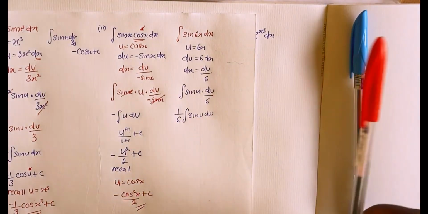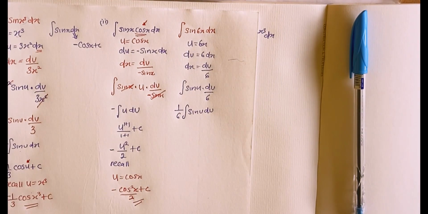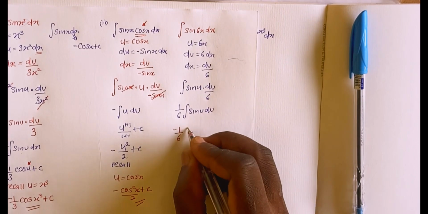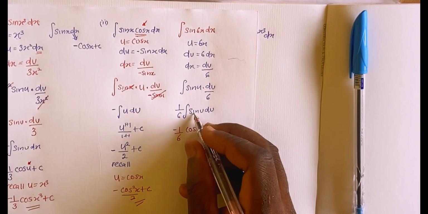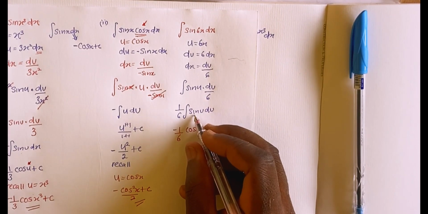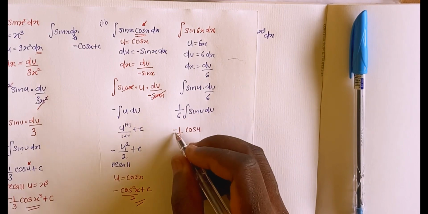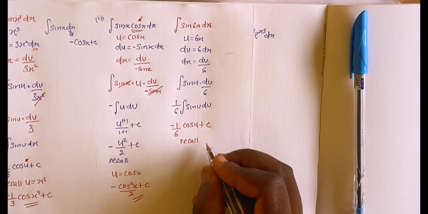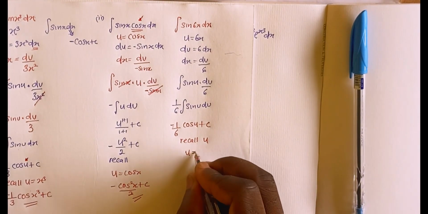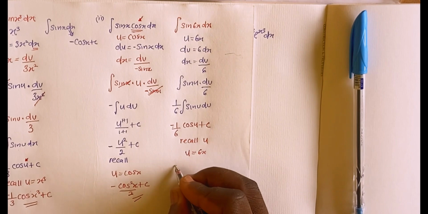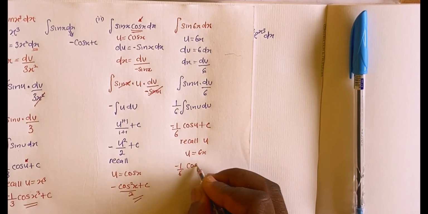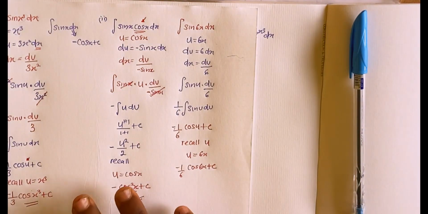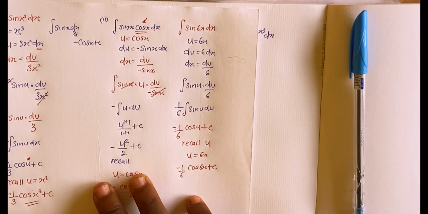So let's go ahead and integrate. Integrating sine u, I think that's negative cos u, right? I'm going to have minus 1 over 6 cos u. The negative sign is what I get whenever I integrate sine, plus c, right? So recall, your u is actually my 6x. Then I'm going to have minus 1 over 6 cos 6x plus c. So I think that's it for the first, second, and third questions.